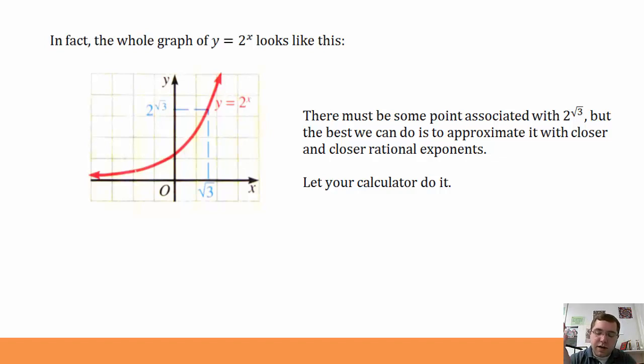So there must be some point associated with 2 to the radical 3 power, 2 to the square root of 3 power. Square root of 3, again, is an irrational number. There must be some point associated with it on this curve, because it is somewhere on the x-axis.